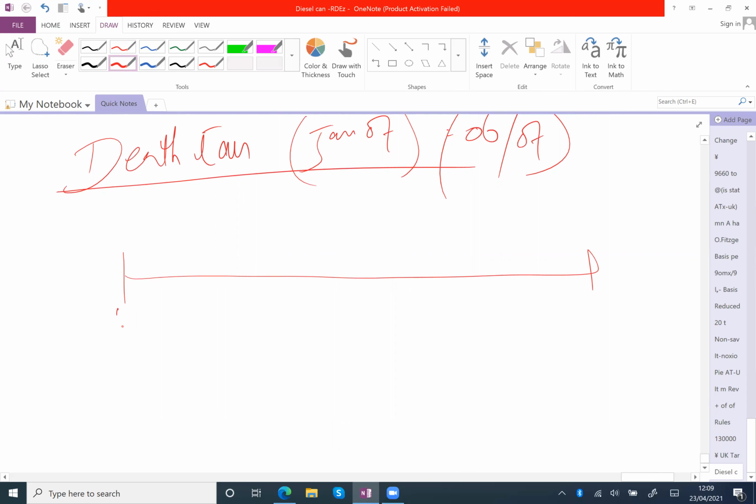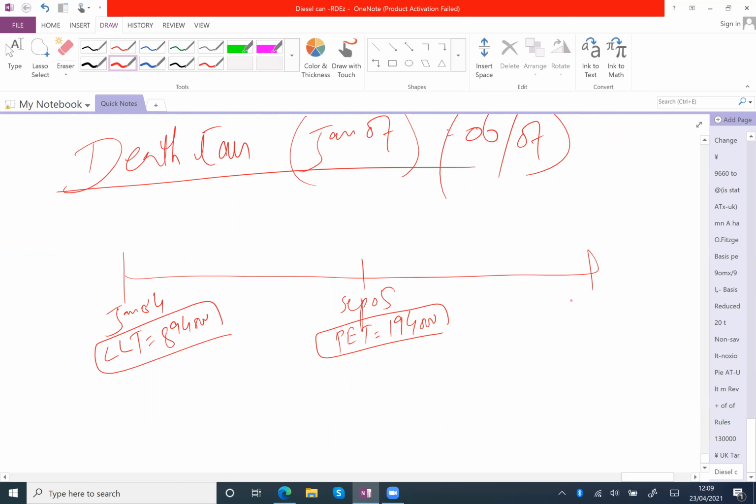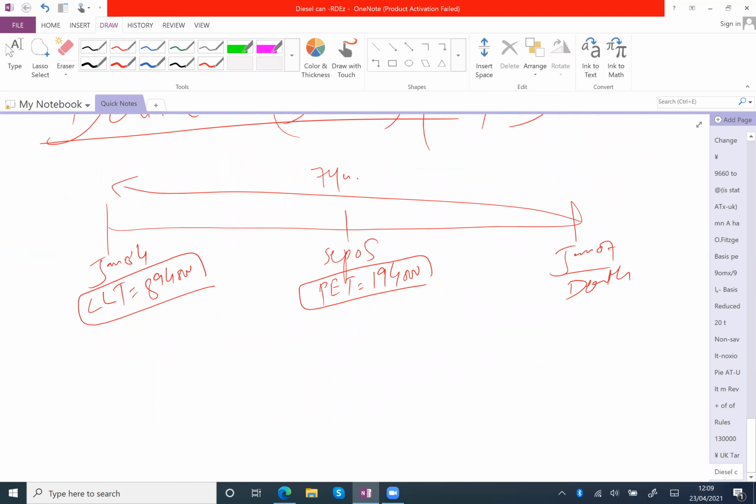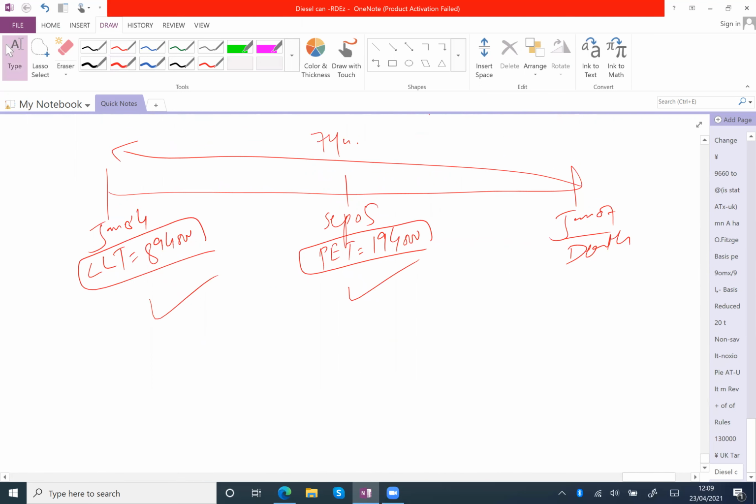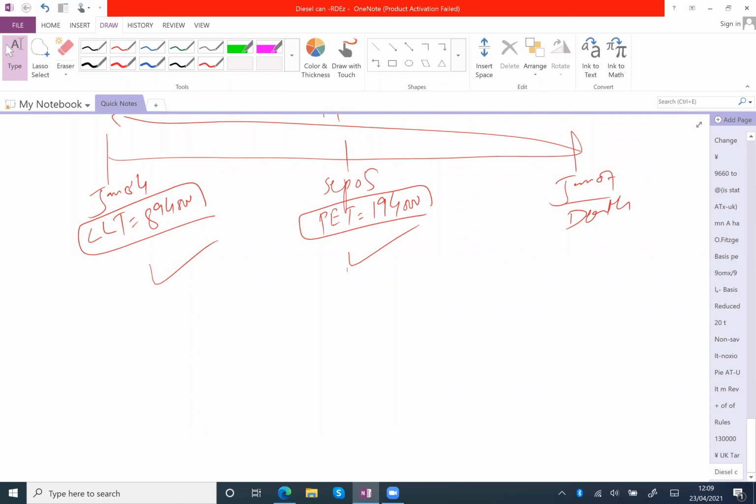So on the timeline, first January 04 CLT and value 894,000. Next September 05, and it is a PET and the value is 194,000. And next he died, January 07 death. Now you go back 7 years and check which PET and CLT are within 7 years, and in this question both are within 7 years of death. That's why one by one we will pay the death tax on both.